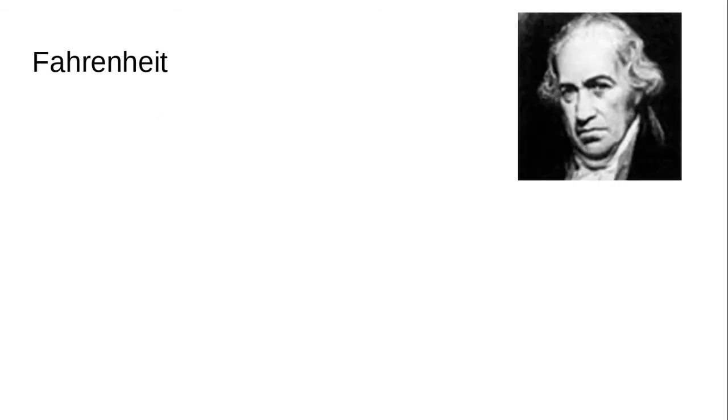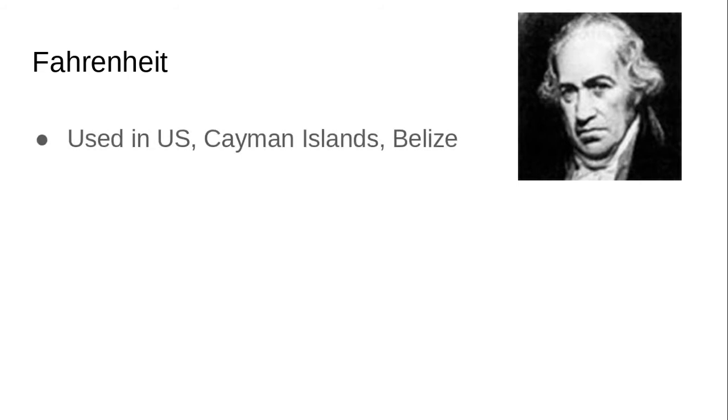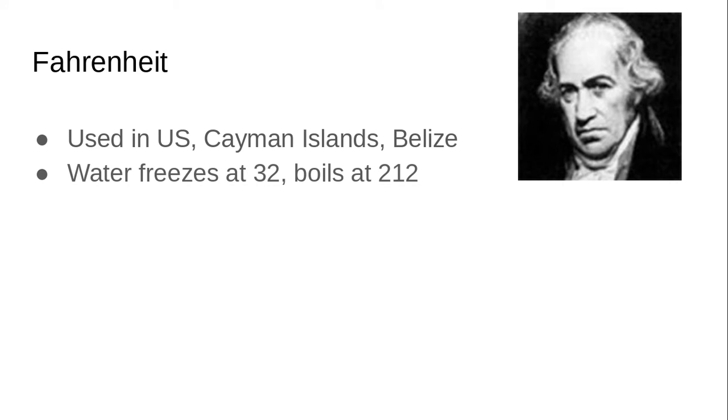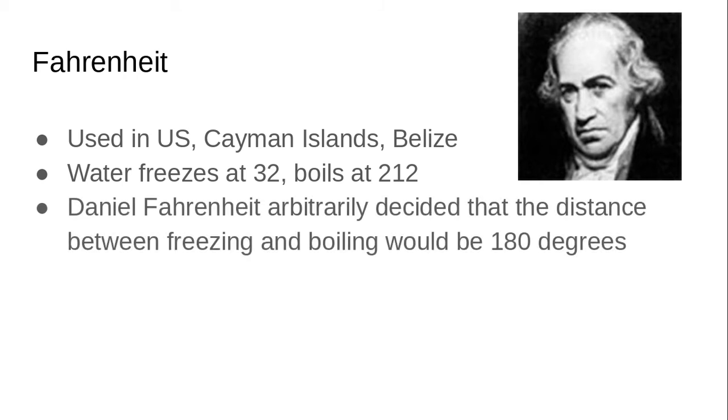So Fahrenheit is the one that we're used to. It's used here, in the Cayman Islands and Belize, and basically everywhere else doesn't use Fahrenheit. The Fahrenheit scale is based on water freezing at 32 and boiling at 212 degrees. Basically, the guy that made up the Fahrenheit scale took a tube with some liquid in it, put it in some really cold water, marked the line on the tube where that would be, and then did the same thing with hot water, and then decided that he'd put 180 degrees between the two temperatures.